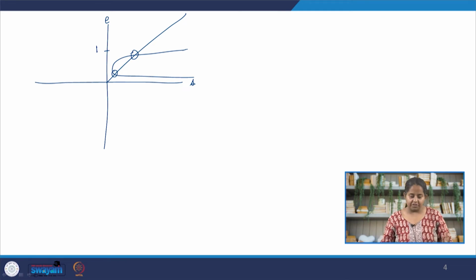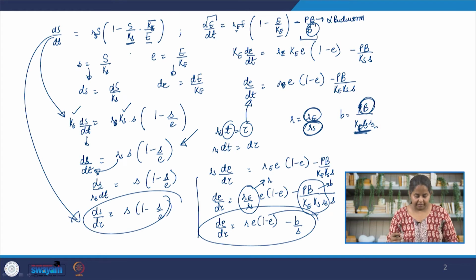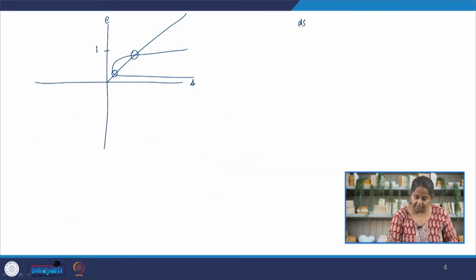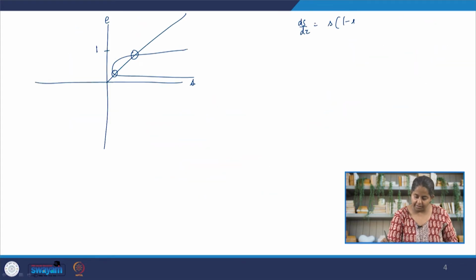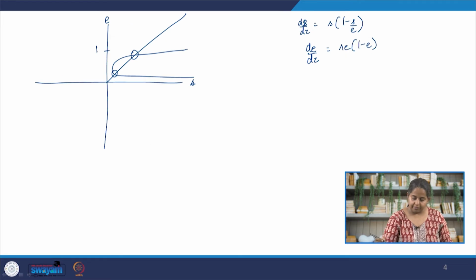So we need to remember first what the equations are. And the equations that we have are dS by d tau is equal to S(1 minus S by E), and then dE by d tau, this is small s, okay, and we are varying b right now, we are not varying the other parameter r. So let's look at dS by d tau. So this S null cline is this one.